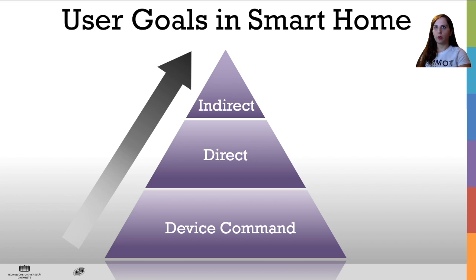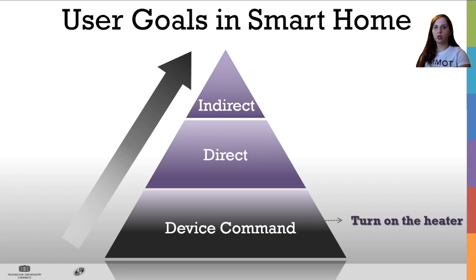the smart home domain. Here you can see the pyramid: device commands, direct goals, and indirect goals. The difference between these levels is the amount of information that is specified by the user. This information tends to decrease towards the end of the pyramid. So let's look at some examples here. For instance, device commands can be turn on the heater. These commands are like existing systems, like if this then that. They are strict commands that you give to a specific device.